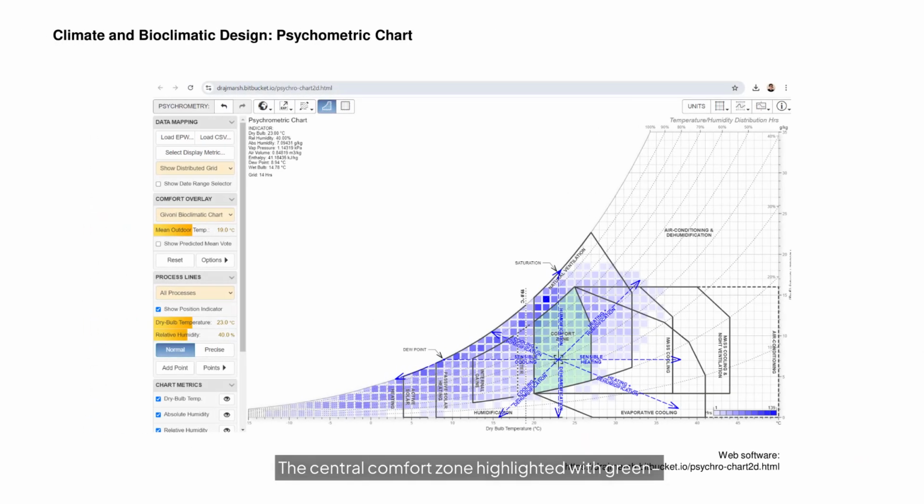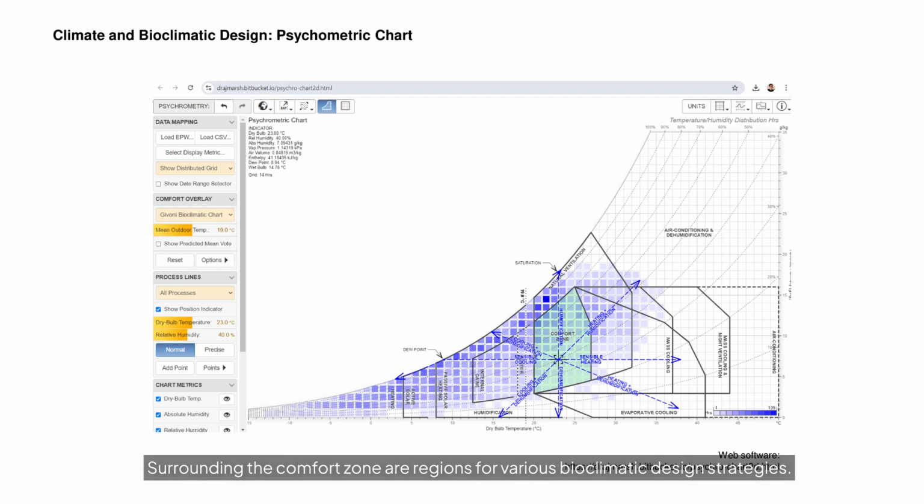The central comfort zone, highlighted with green, roughly 20 to 26 degrees Celsius in temperature and 20 to 80% relative humidity, represents conditions that are naturally comfortable indoors. This comfort zone is overlaid with the Givoni bioclimatic chart. The highlighted point at 23 degrees Celsius and 40% RH lies inside this zone, meaning no active heating or cooling is needed. Surrounding the comfort zone are regions for various bioclimatic design strategies.